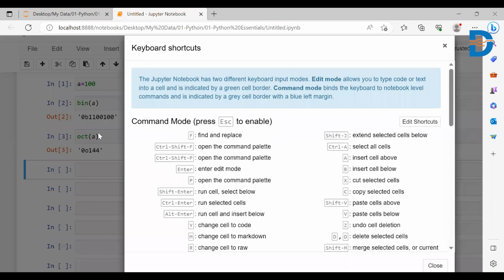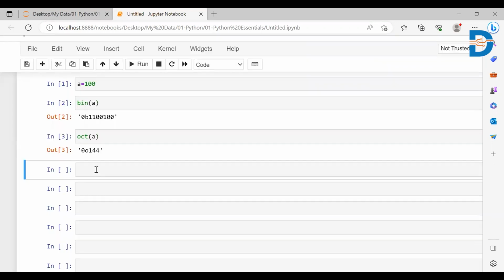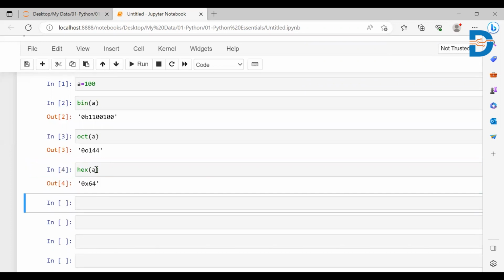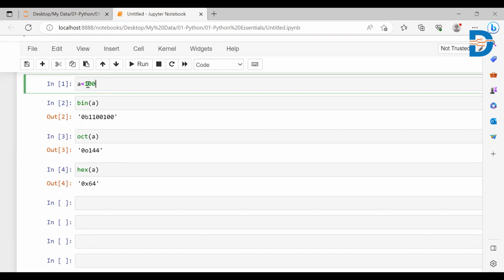Likewise, hex is again a function to convert any number into hexadecimal format. If I pass this a to the hex function, it will give me the number in hexadecimal format. And what is the decimal format of this? 100 is the decimal format. So here are the 4 representations of 100. The number is the same, 100, but we represent it here in decimal format, here in binary format, here in octal format, and here in hexadecimal format.